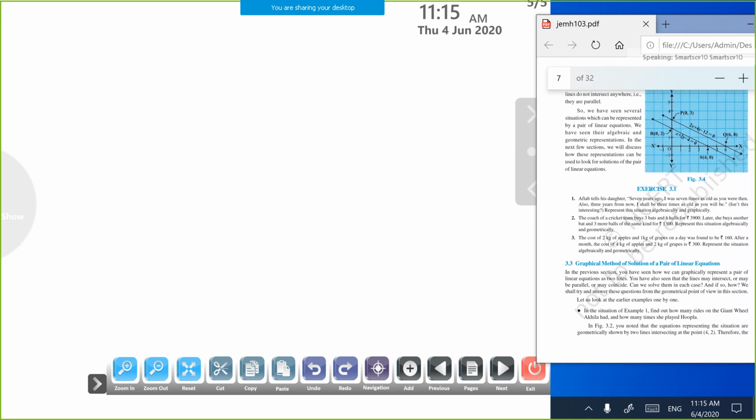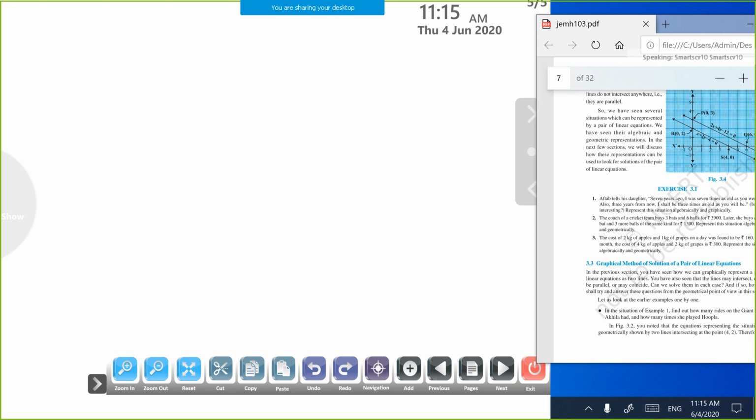Second situation is 1 bat and 3 more balls of the same kind for 1,300. Represent this situation algebraically. Clear? Okay, form the linear equation.